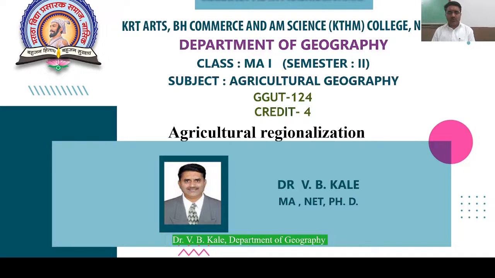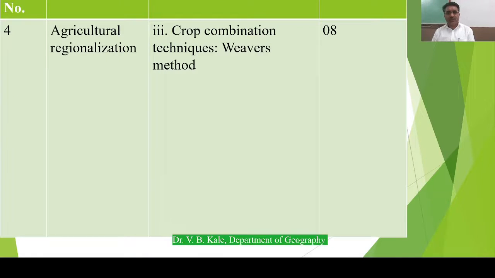Today we are going to start the fourth chapter of agriculture geography, that is agricultural regionalization. In this chapter we have to see various methods which are developed by various scientists and particularly agricultural scientists, and which are these we have to see one by one. First method of crop combination technique is developed by Weaver. J.C. Weaver was the scientist who has developed crop combination technique in the agricultural regionalization.